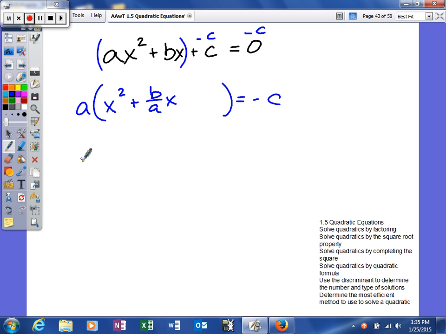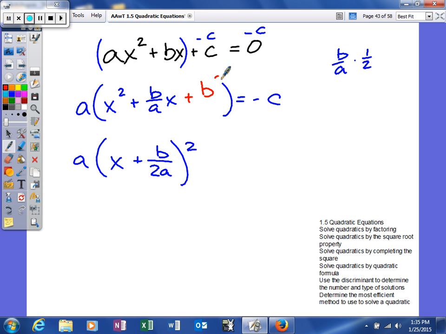Next, what we're going to do is take half of b. Well, half of b is going to be basically this. The way you can take half of it, again, like we talked about in the last example, instead of dividing by 2, you can multiply by the reciprocal. So what we'll get is plus b over 2a. And what we do next is we're going to take this and square it. So I'll put b squared over 4a squared.